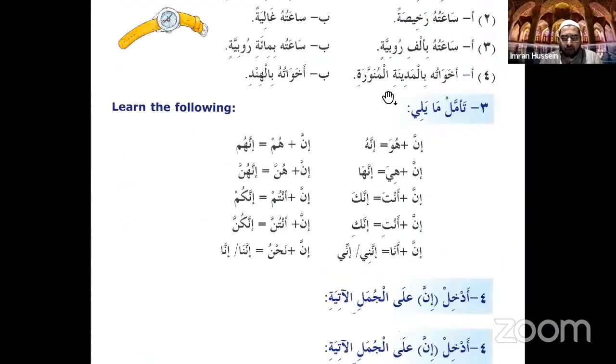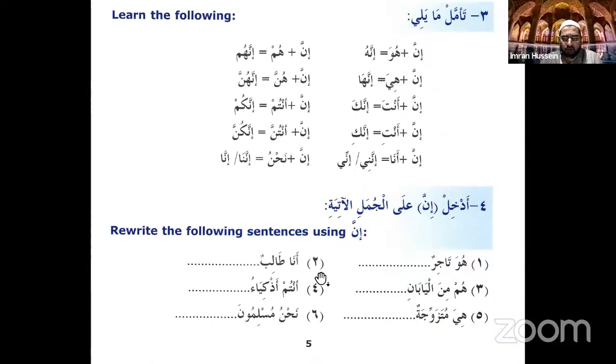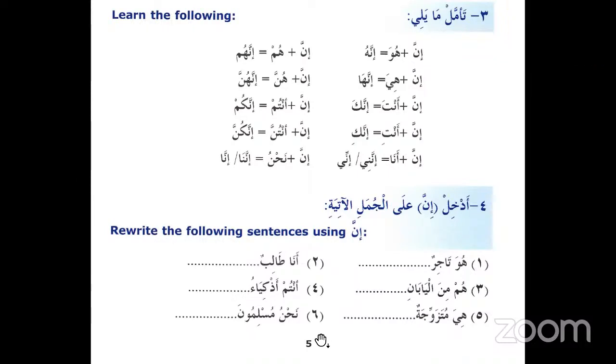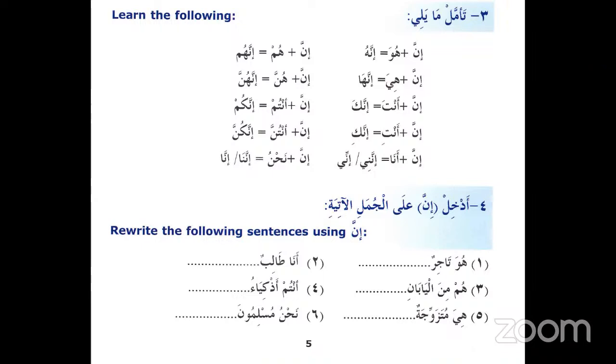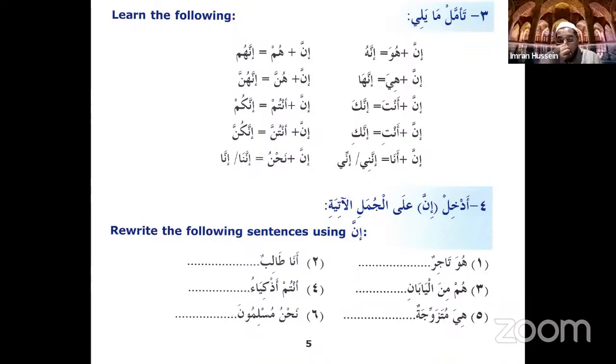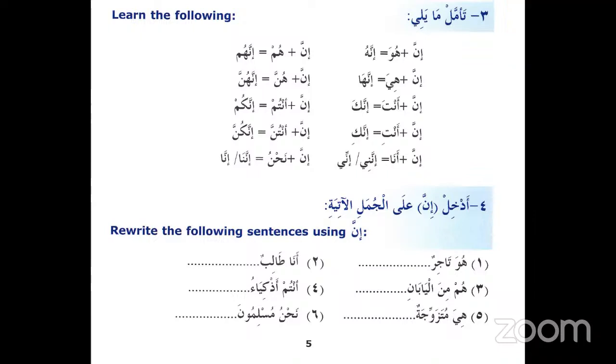So 3 of them, and then I'll get 3 to Wajda, and I'll get 3 to Sister Muna. Go ahead. Huwa tajirun becomes innahu tajirun. Right. Ana talibun becomes inni talibun or innani. Correct. Either one. Hum minal yabani, innahum minal yabani. They are from Japan. Thank you.